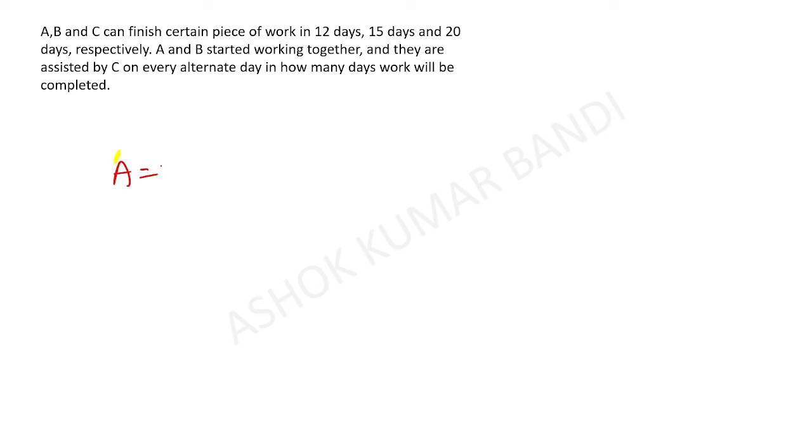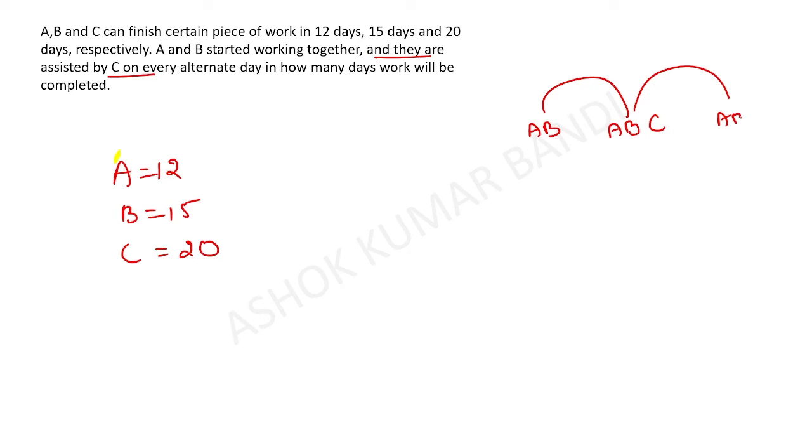A can finish a certain piece of work in 12 days, B in 15 days, and C in 20 days. A and B started working together, and they are assisted by C on every alternate day. It means on the second day, along with A and B, C is going to help them. Again AB, again ABC. They are working like this. How long will they take to finish the work? That's what you need to find out here.